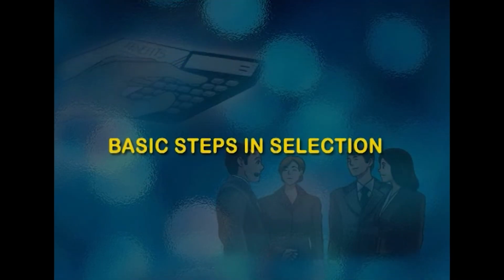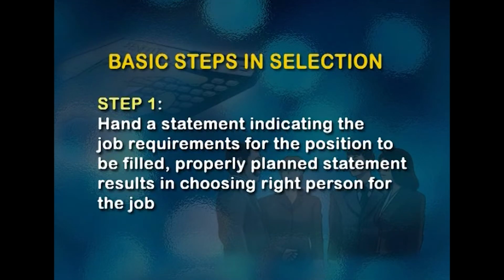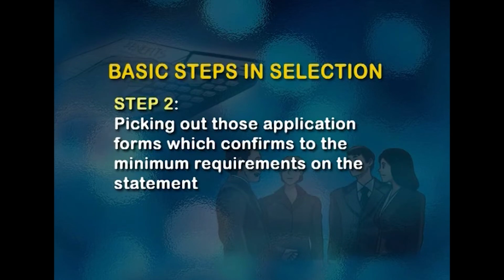Then basic steps in selection. There are 7 basic steps in selection. In step 1, have a statement indicating the job requirement for the position to be filled. A properly planned statement results in choosing the right person for the job. In step 2, picking out those application forms which conform to the minimum requirements in the statement.